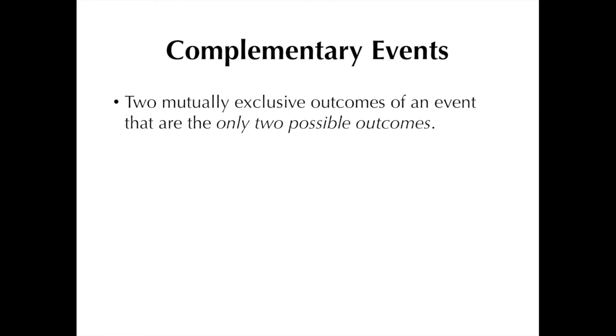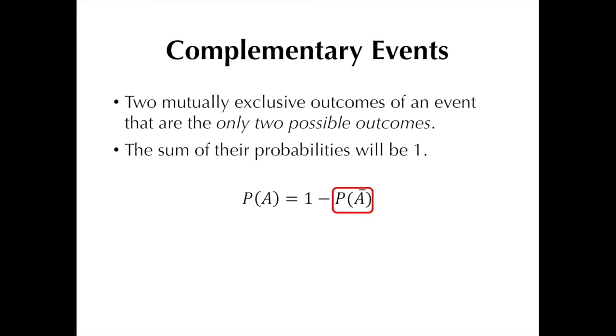Now, as promised, I'll be talking briefly about complementary events. There's really nothing much to it except that there are two mutually exclusive outcomes of an event that are the only two possible outcomes, and the sum of their probabilities will be 1. Expressed mathematically, we have this. A bar here on the right side of the equation represents the complement of A. If you subtract its probability from 1, you get the probability of event A.